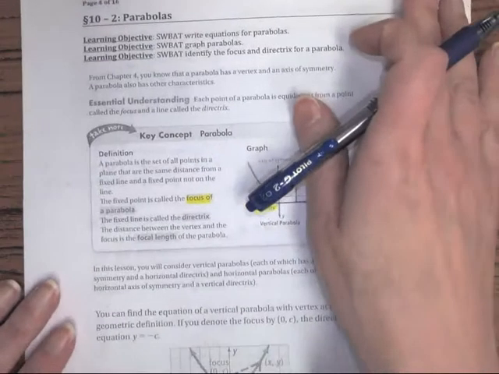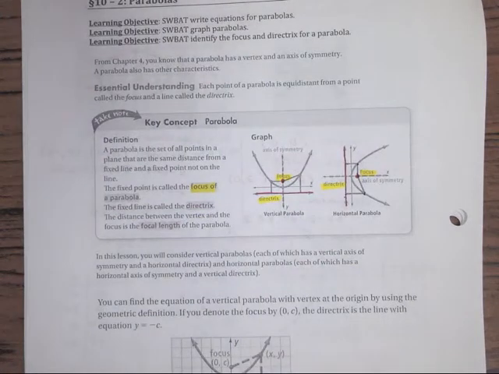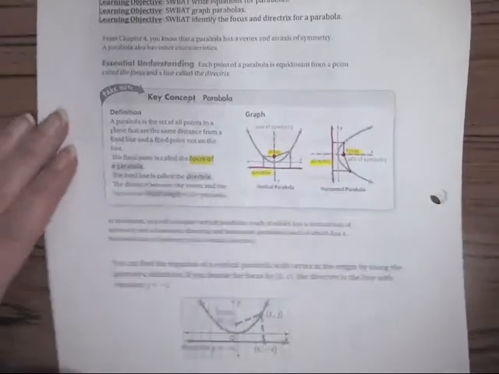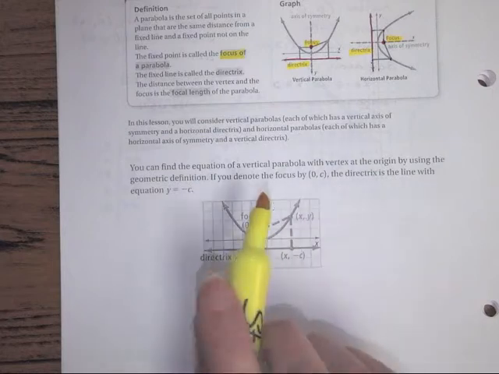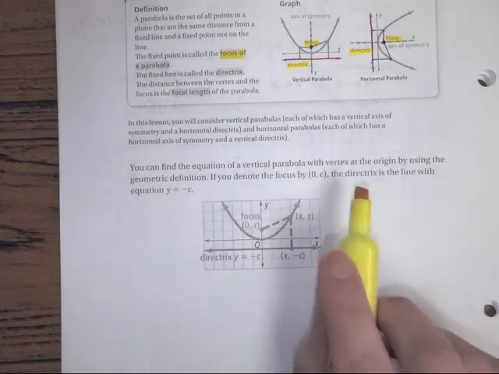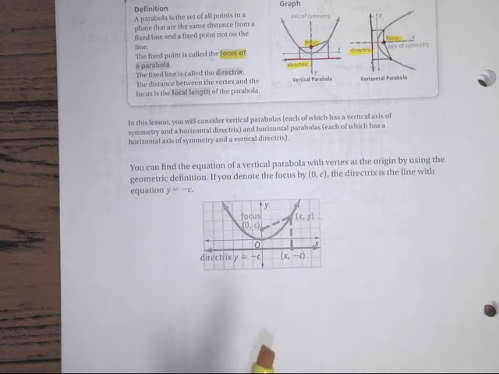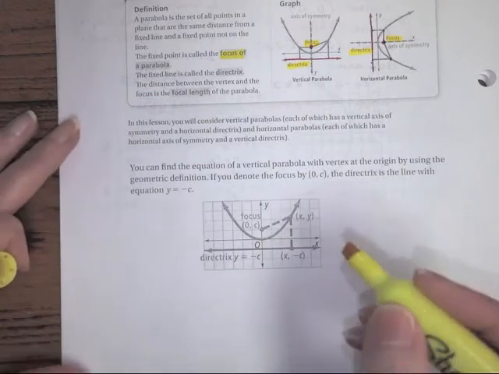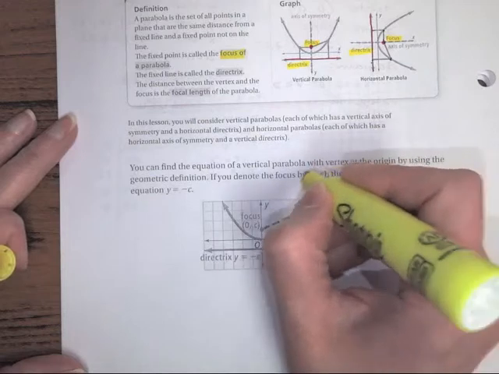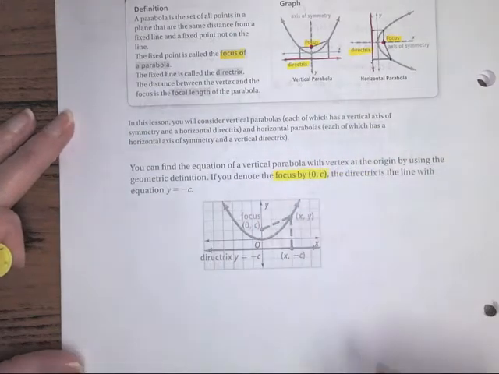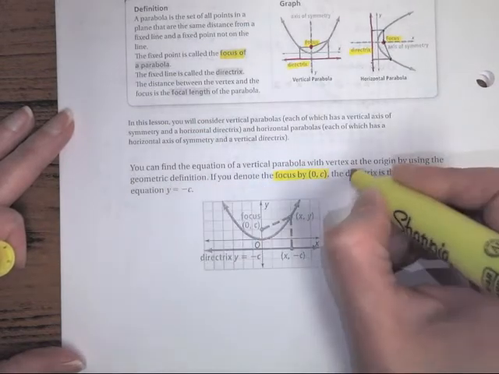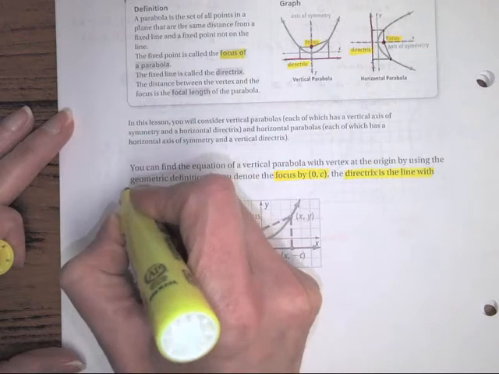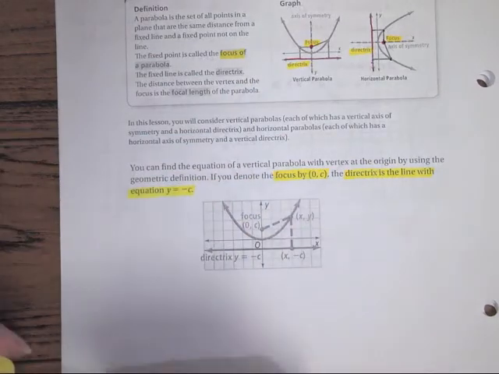So we're going to go down here to the bottom of the page, and we're going to start to talk about how we define what the focus and the directrix are in any given parabola. And I'm going to bring out my highlighter here. You can find the equation of a vertical parabola with the vertex at the origin by using the geometric definition. If you denote the focus as (0, c), the directrix is the line with the equation y equals negative c. All right?